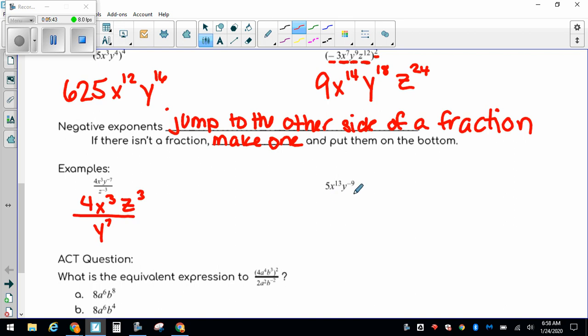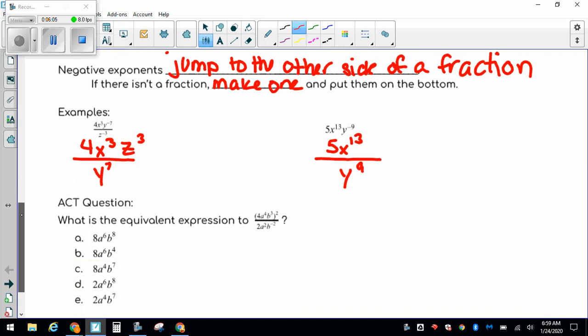Over here, you'll notice there isn't a fraction at all, so we're going to make a fraction. The 5x to the 13 is going to stay on the top because that doesn't change at all. The y to the negative 9 lives on the top to begin with, but it's going to jump to the bottom in order to become positive.